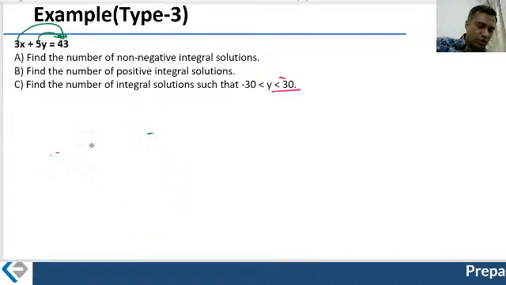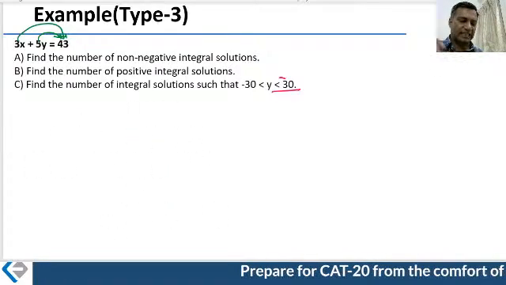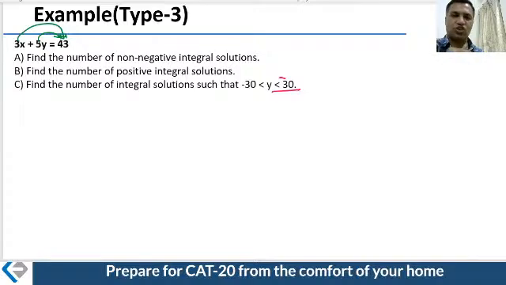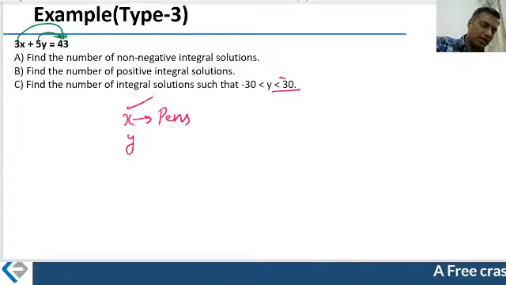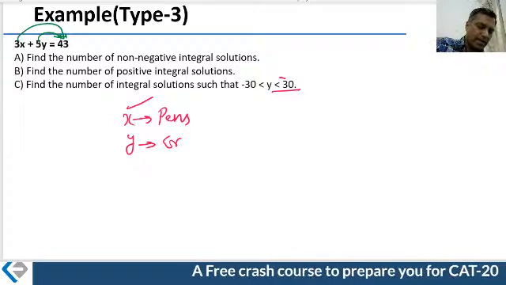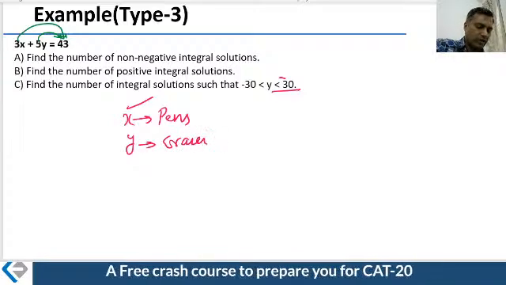How does the CAT question come on this? I just put it in a very raw sense. CAT need not ask the question in this raw sense. What they can do is say that a person brought some number of pencils, you call it X. The person also brought some erasers, what is that? Y.